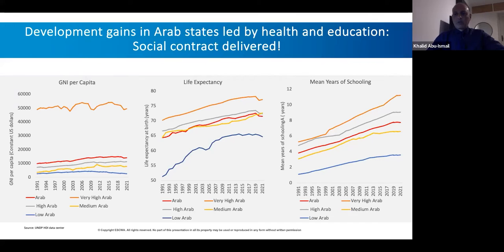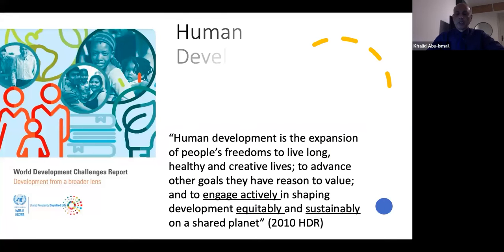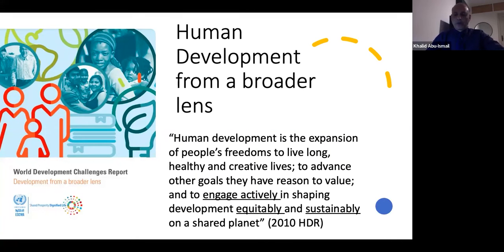Now, of course, you'll see that the groups of countries are not the same in terms of their achievement rates. And you'll also see that after 2010, the low human development group has witnessed setbacks. And that's, of course, due to conflict, which will be a recurring theme in our presentation. But let me move now to the World Development Challenges Report, which is essentially ESCWA's attempt to take this HDI narrative a bit further by going back to the same idea of human development, but from a wider angle, because the HDI was intended to focus on the critical freedoms and capabilities.